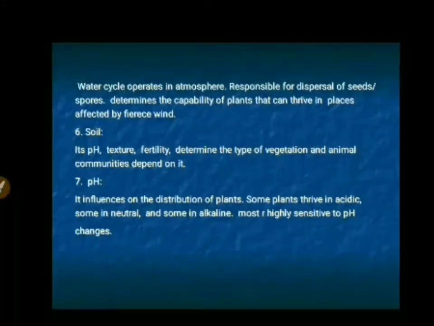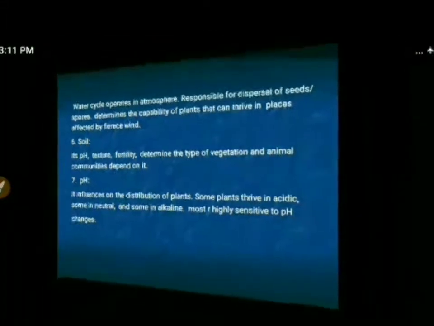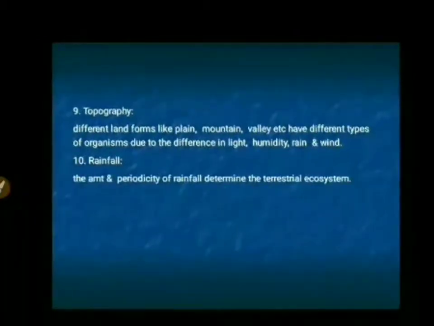The 7th one is pH. Okay, pH. It influences the distribution of plants. Some plants thrive in acidic, some in neutral, and some in alkaline soils. Most plants are highly sensitive to pH changes. Then we have topography. So different landforms like plain, mountain, valley, etc. have different types of organisms due to the difference in light, humidity, rain, wind. Okay.